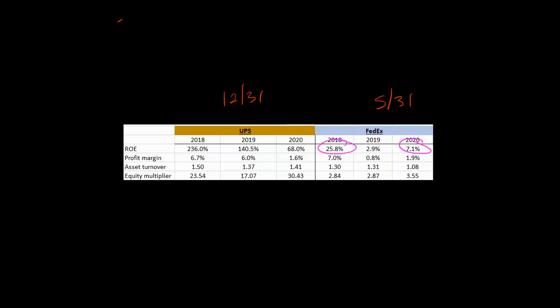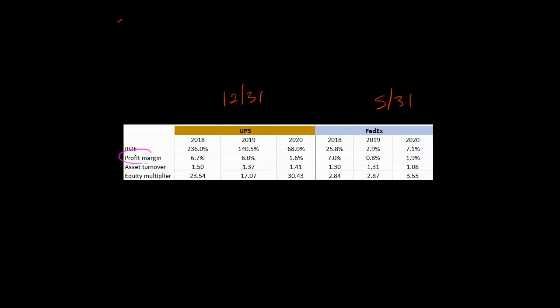Okay, 25.8% to 7.1%. So both of them, from 2018 to 2020, ROE declined. That's not a good thing for shareholders, right? So the question is why? Why did ROE decline? Well, we know that ROE is the product of this times this times this.